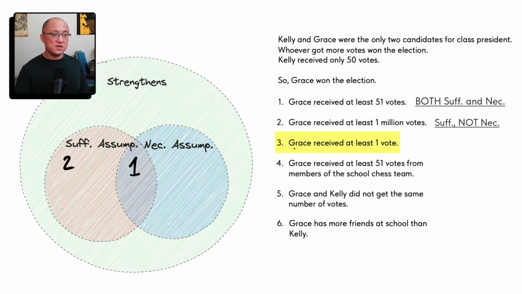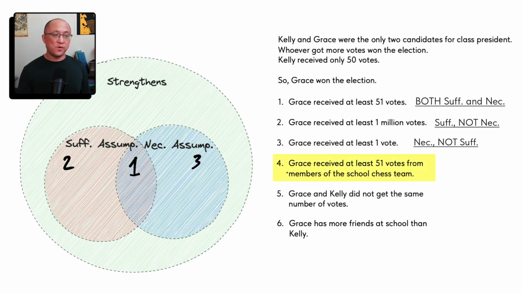Is it necessary? What if Grace received less than 1 vote, so 0 votes? Well, if she got 0 votes, there's no way that we could say that she won the election on the basis of these premises. So taking number 3 away, negating it, would hurt the logic of this argument, and that proves that number 3 is necessary. So number 3 is necessary, but not sufficient.